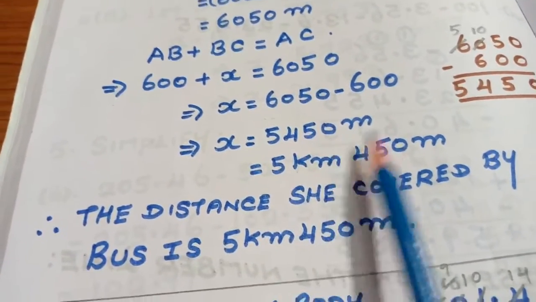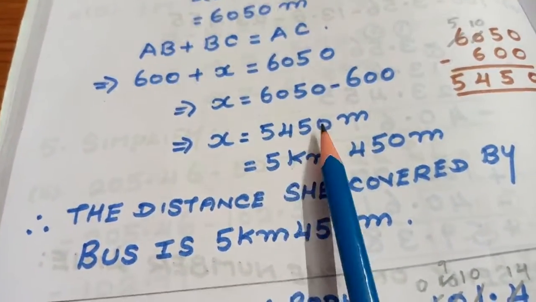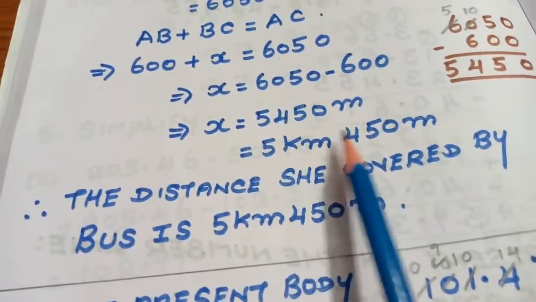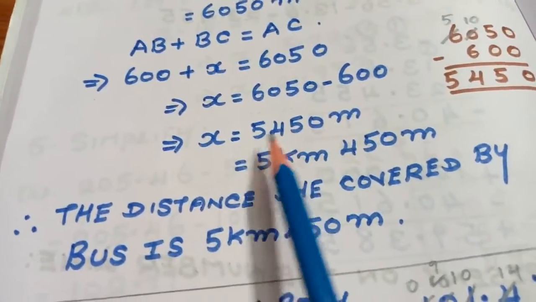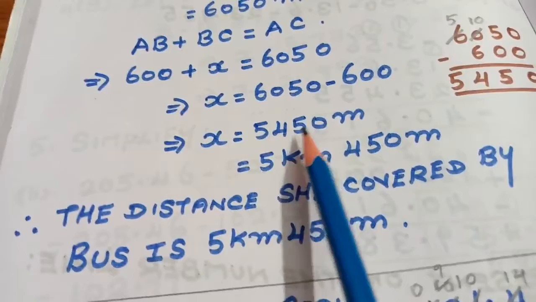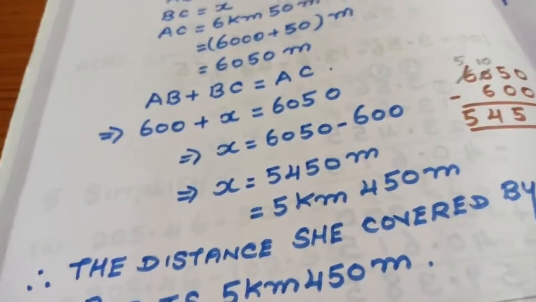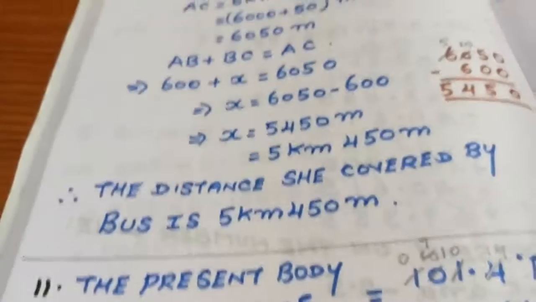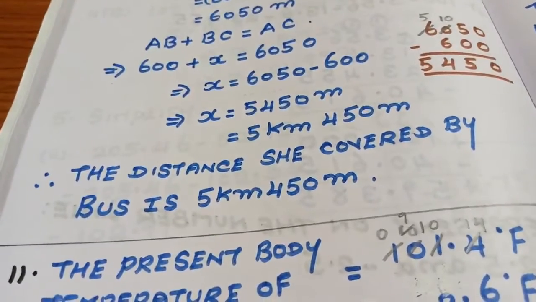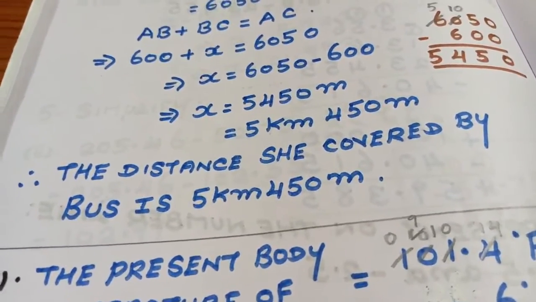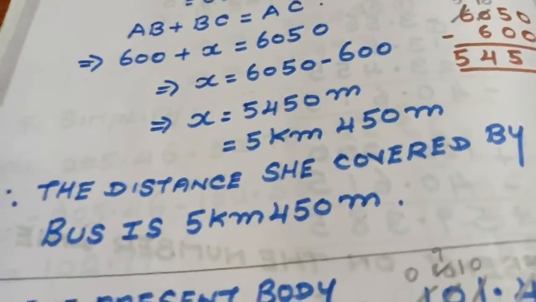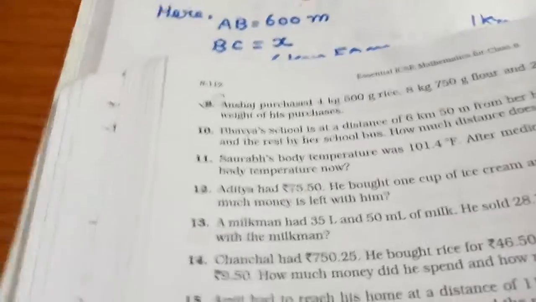Divide by 1000. If you want to split this into kilometer and meter, after dividing by 1000 you will be getting 5.450 kilometer. That is 5 kilometer and 450 meter. So the distance she covered by bus is 5 kilometer and 450 meter.